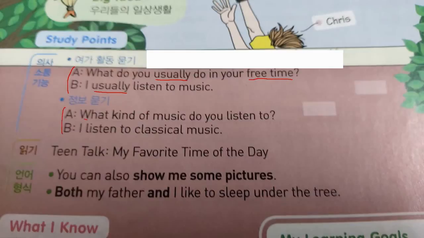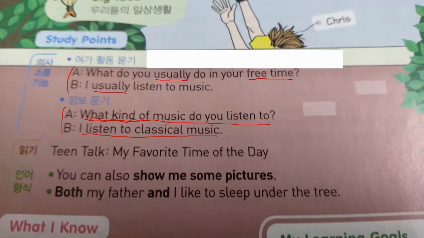Next, let's do these. What kind of music do you listen to? Please say in 3, 2, 1. What kind of music do you listen to? What kind of? That is 어떤 종류? What kind? What type? What genre of music do you listen to? And I listen to classical music. Please say in 3, 2, 1. I listen to classical music.